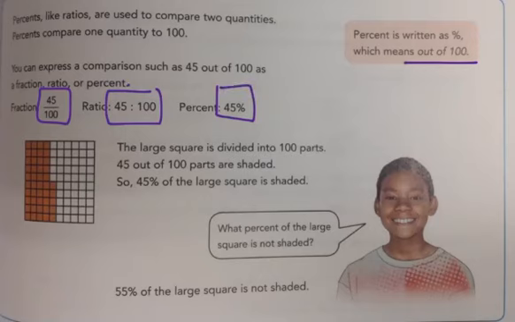In the hundreds grid, you see that 45 out of the 100 parts are shaded. This means that 45% of the large square is shaded. Since there are 55 boxes that are unshaded, we can say that 55% of the square is not shaded.